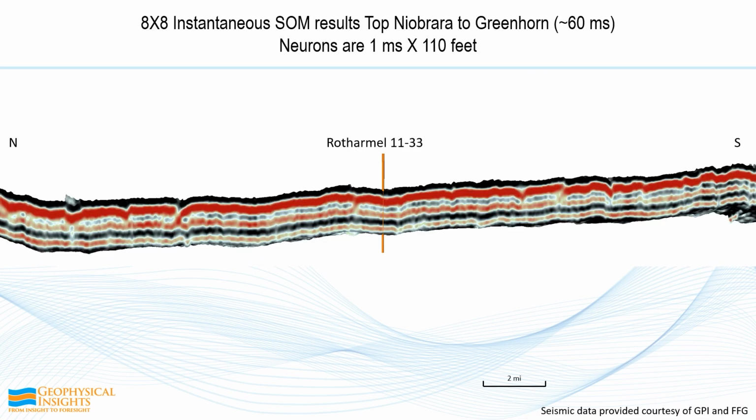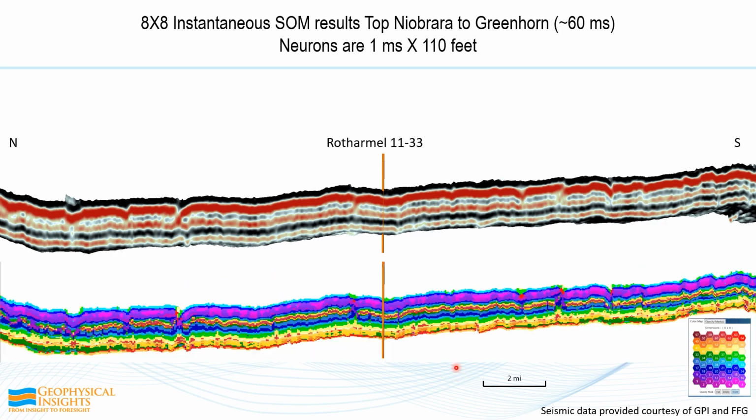We computed SOMs at multiple topologies and decided after a qualitative evaluation that an 8x8 topology of 64 neurons had the best resolution without pushing the data too far. Here we see an inline with just our zone of interest going through one of the wells that we have our petrophysical analysis on. And here are the 8x8 SOM results through the same well.